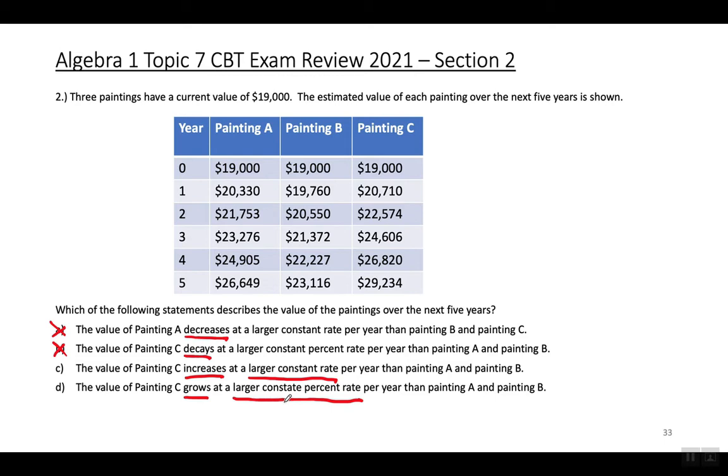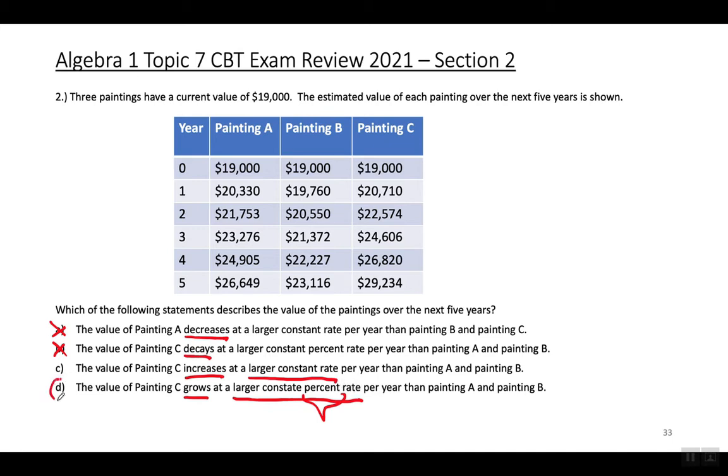Whereas a larger constant percent rate means that you're multiplying, it's an exponential function where you're multiplying by the same number every time. I'll say it again. If it's increasing at a larger constant rate, that means you're adding the same number over and over again. But if they add this word percent, it grows at a larger constant percent rate, that means it's being multiplied by the same number over and over again.